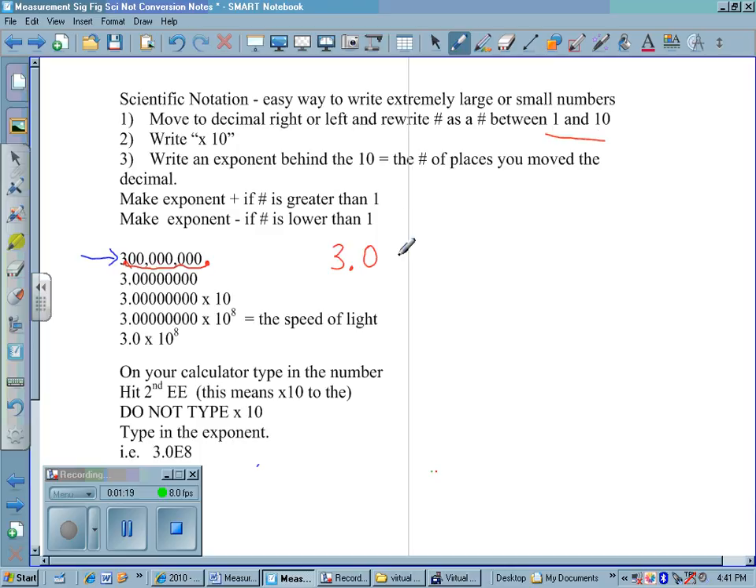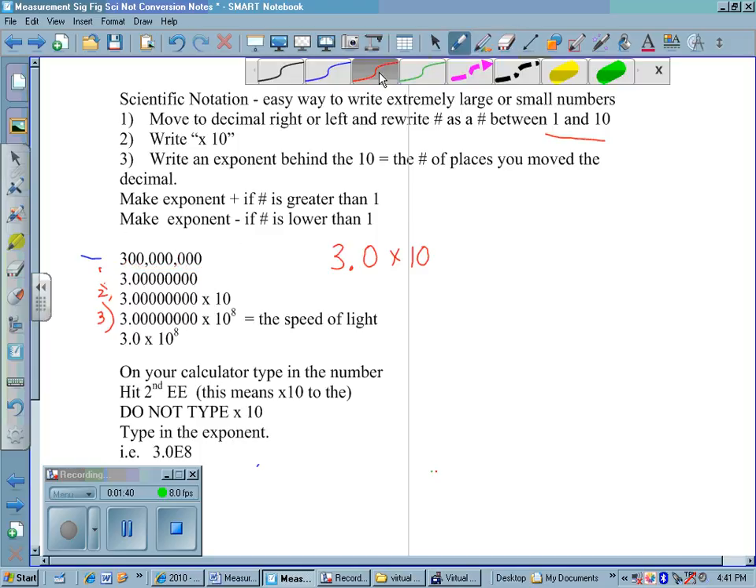Then I do the second step. I put times 10. So that's where I got this step right here. This is step number 2. This is 1, that's 2. Then I'm going to do step number 3. Step number 3 says to write an exponent behind the 10 that's equal to the number of places that I moved it. Well, if you look at how many places I moved that decimal, here was 3, then I moved it another 3, which was 6, and then I moved it another 2, which was 8. So that's 3 times 10 to the 8th. And that's where I get, in this case, the speed of light would be 3 times 10 to the 8th meters per second.